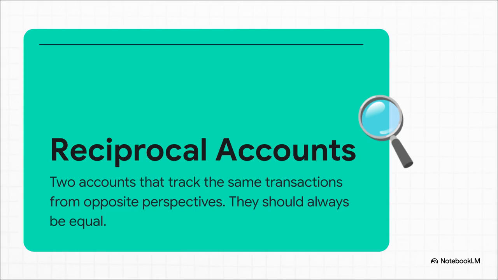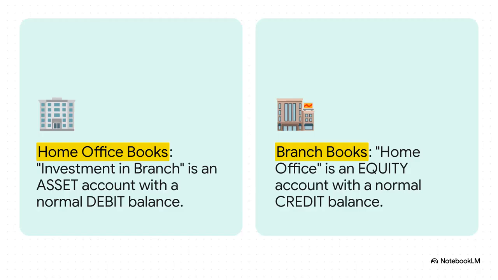And here is the golden rule. The one thing you need to burn into your brain: they should always be equal. Always. So here's what that mirror looks like in the real world. On one side of the mirror, the home office books, you've got an account called investment in branch. Super important. This is an asset, and it has a normal debit balance. It's what the home office has invested.